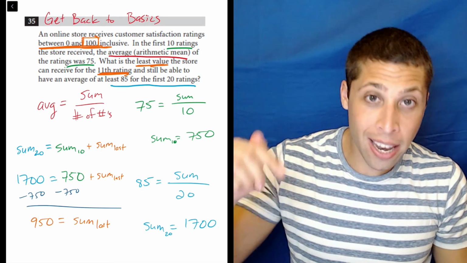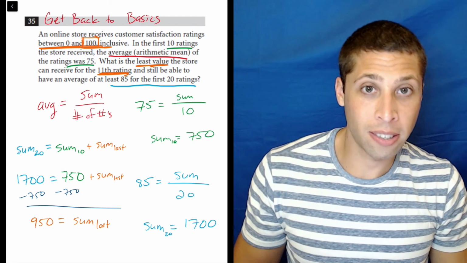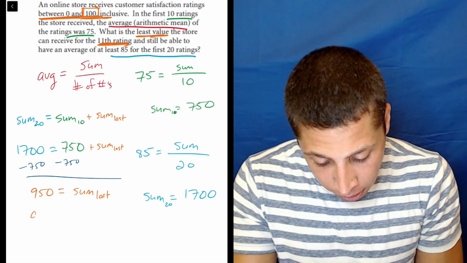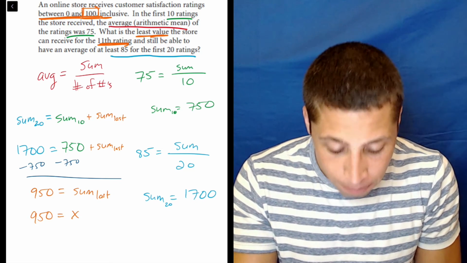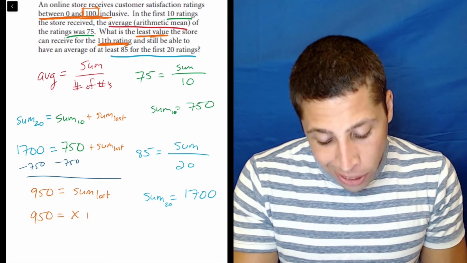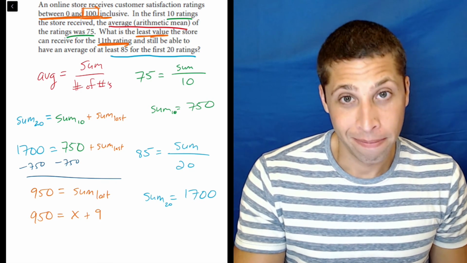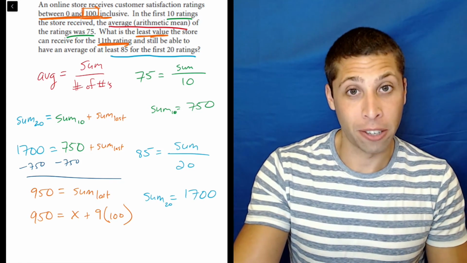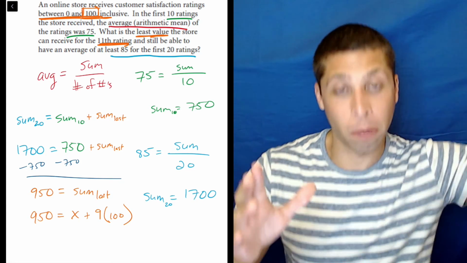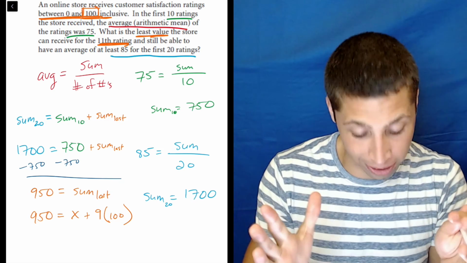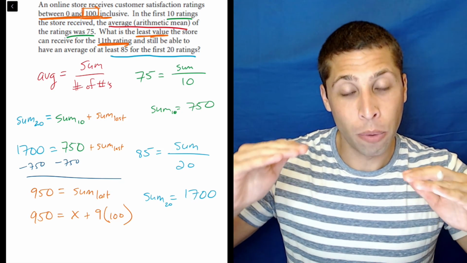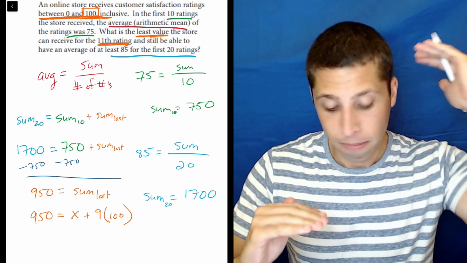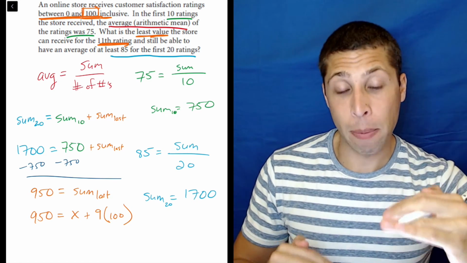So there are 10 numbers in this sum. We want to know the 11th. So let's call that x. We want the other 9 to be 100. So I'm doing multiplication here. I could just add up 100 plus 100 plus 100, etc., but I'm shortening because I'm running out of space. So if we have to deal with a really low grade, a really low rating, we want hundreds on every other rating to balance that out.